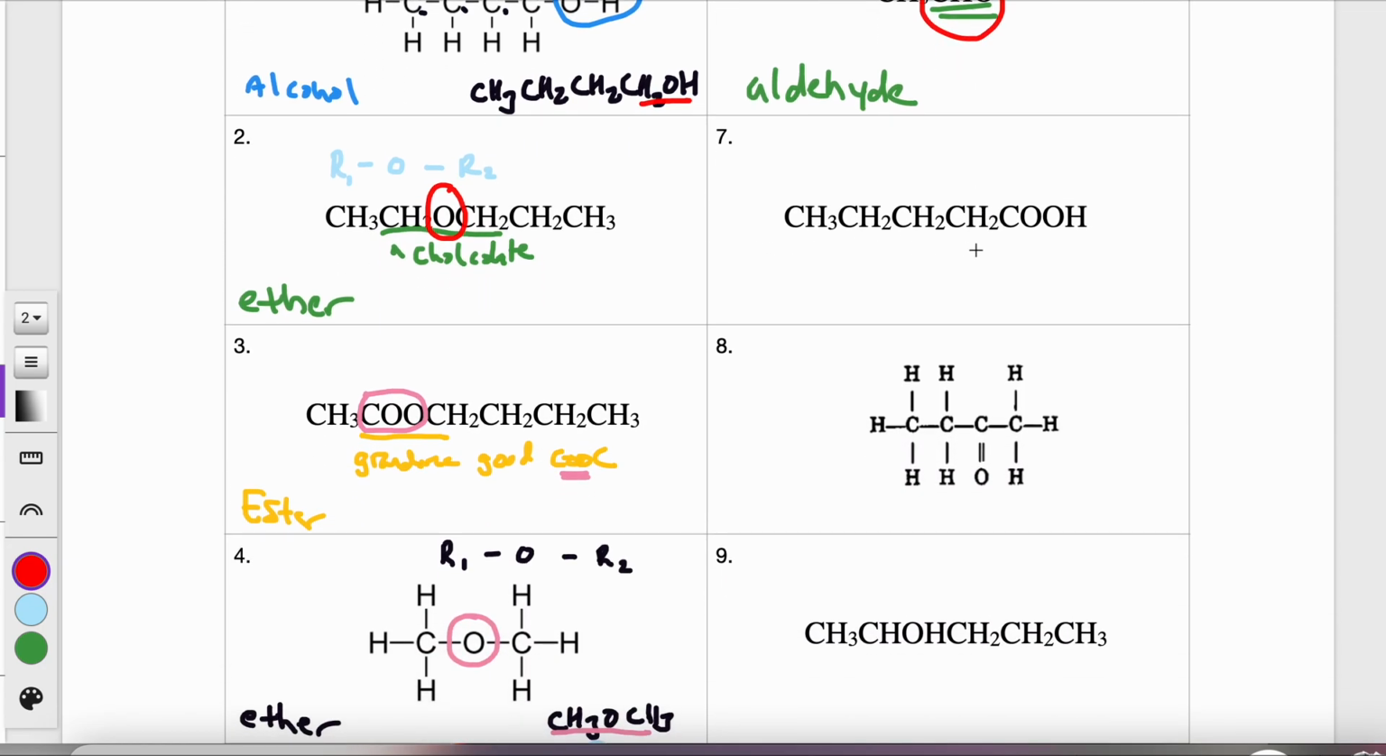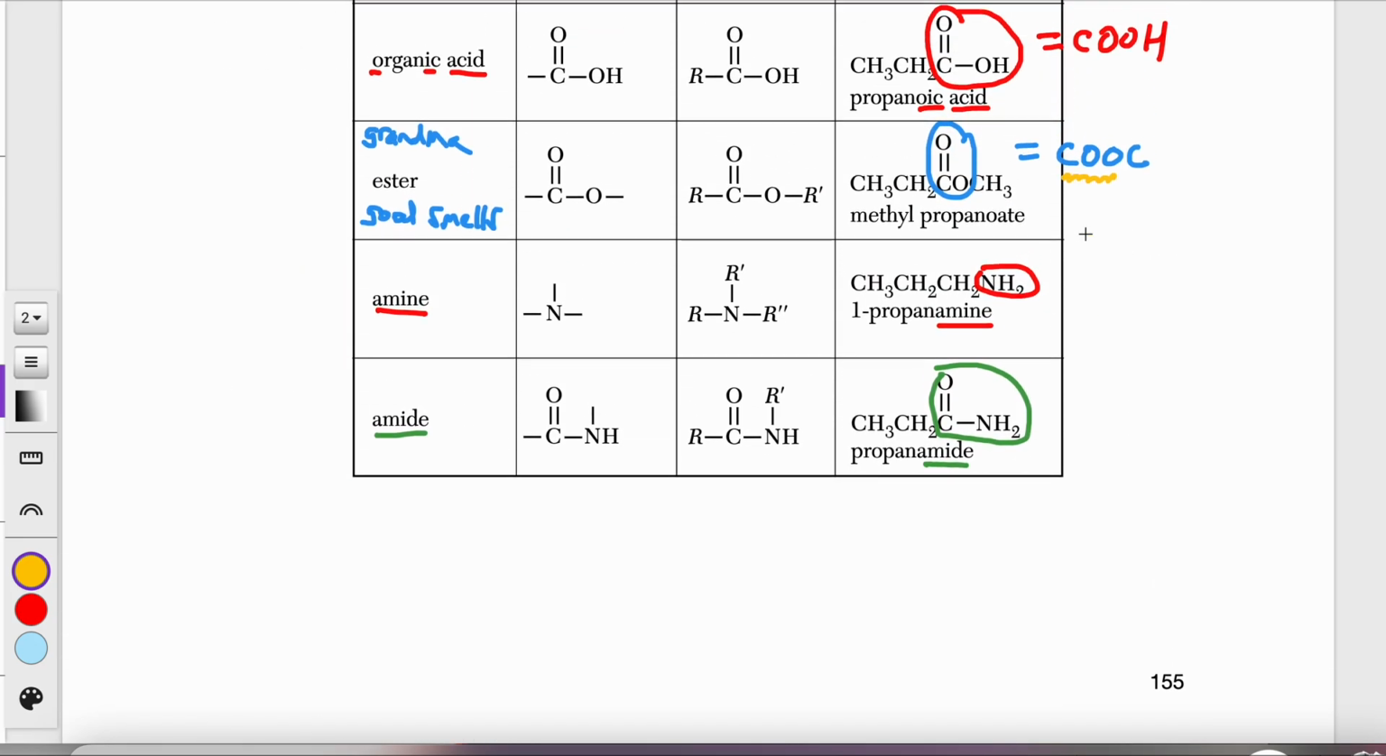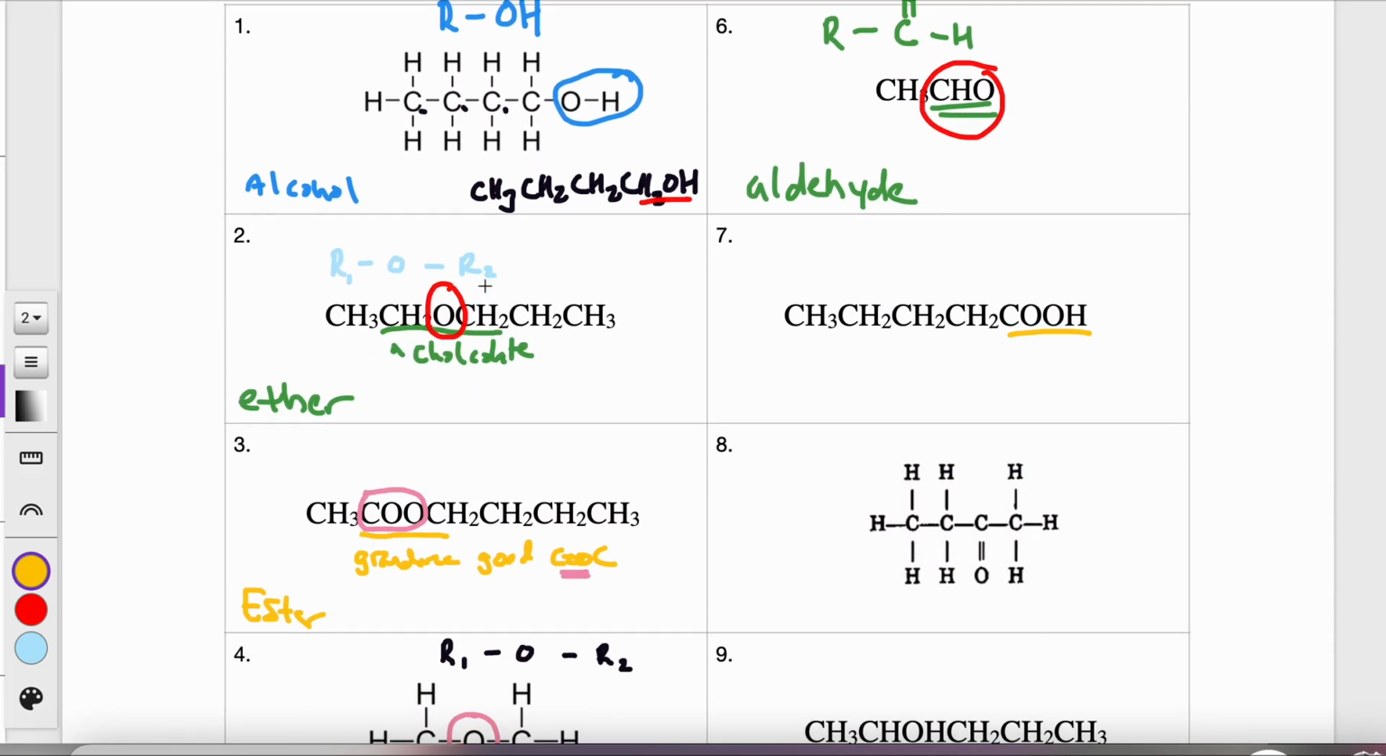So when I take a look at the next one, I notice that it ends in COOH. So when I go and take a look at this COOH, here's the sequence that I wrote down, and I take a look at it, and it belongs to the organic acid. So I know that this is some sort of organic acid.